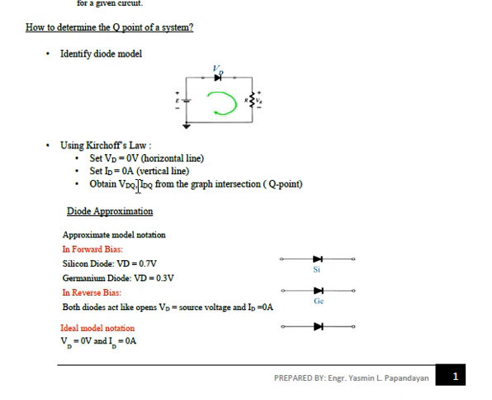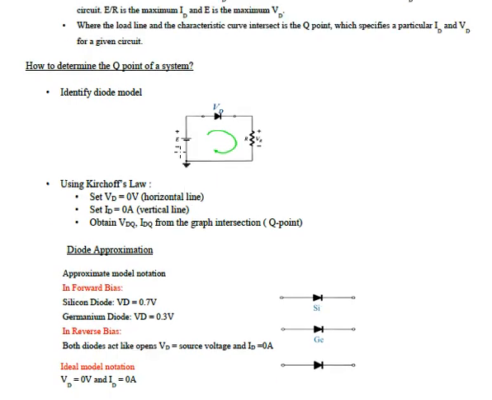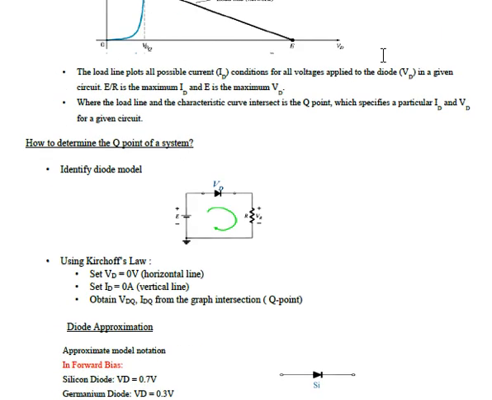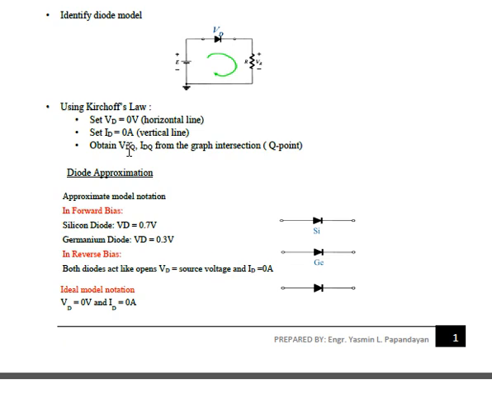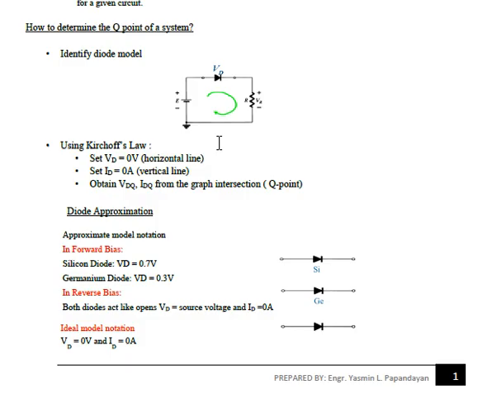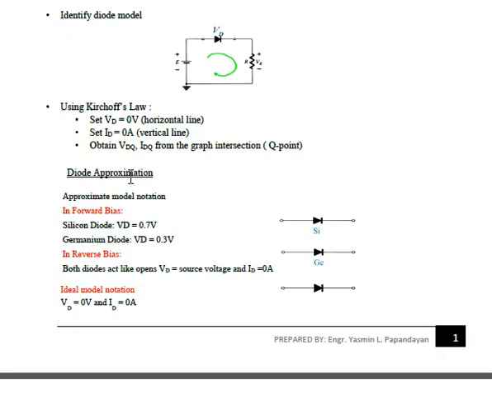Okay, so we have already introduced that one. Using Kirchhoff's law, we set the voltage at the diode equal to zero, which will be the horizontal line. Okay, so dito yan siya, horizontal line. And then we also set the current of the diode equal to zero, which will be the vertical line. Then obtain the Q point, VDQ and IDQ, from the graph of intersection of Q.